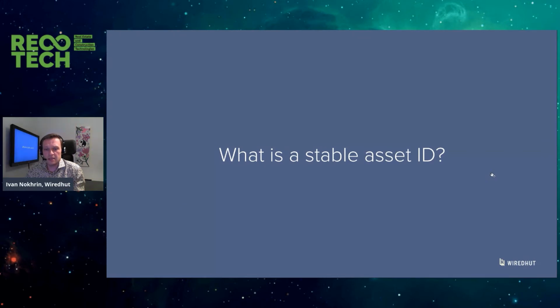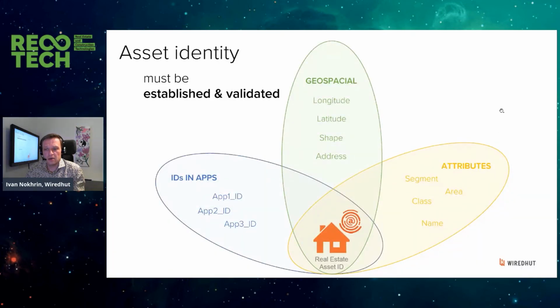A stable asset ID is a tool which enables the machine to identify the asset, to be able to answer a question: what are we talking about?